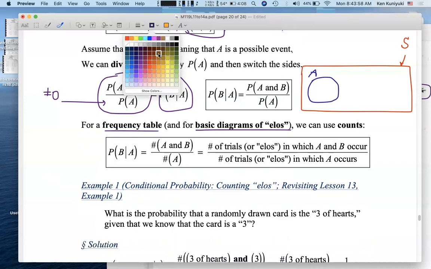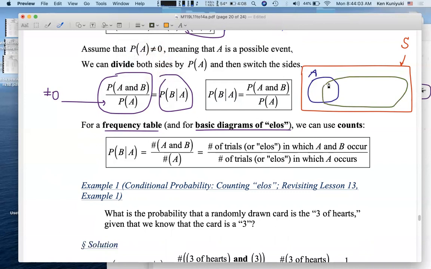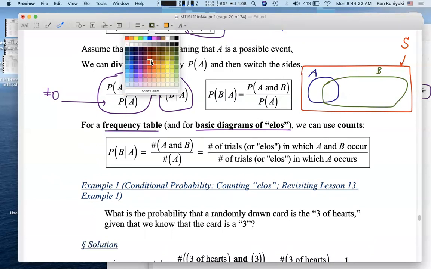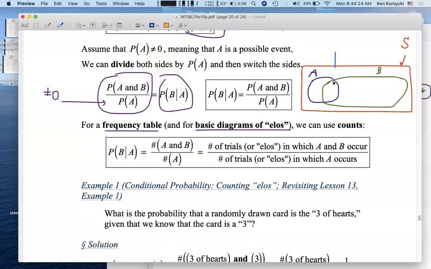This is event B, and in here we have all the trials for which B occurs. And let's say that there is an overlap, an intersection here that's not empty. This in here would be A and B, the intersection. This inside here would be A and B, the intersection, the overlap.